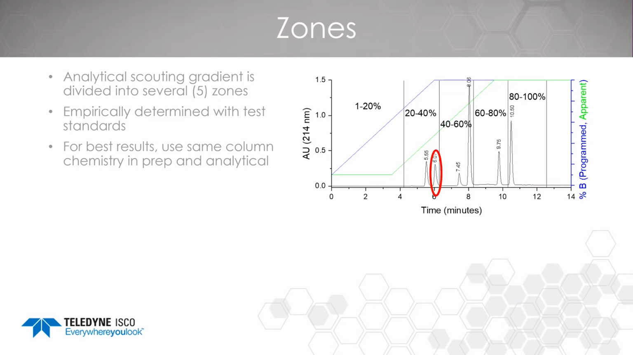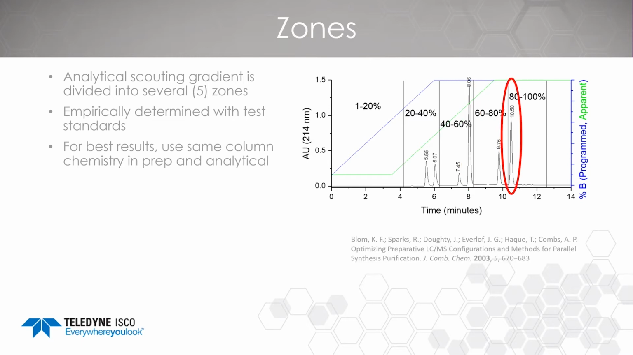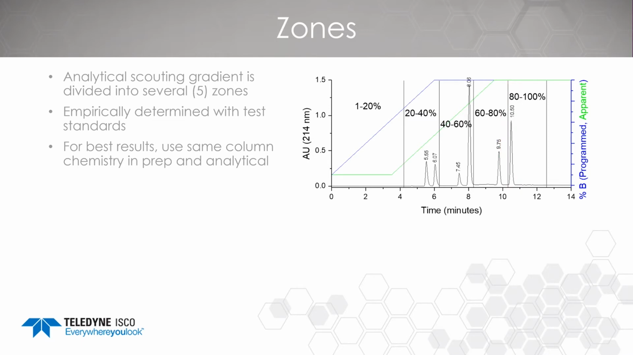This is easy to run once it is set up, but the gradient isn't optimized for any single compound. If this compound at 6 minutes, or this compound at 8 minutes are the compound of interest, they will elute late in the determined gradient. And this compound at 10.5 minutes will elute early in the gradient. The generated gradient methods aren't optimized for any particular compound and will require further adjustment by the user.